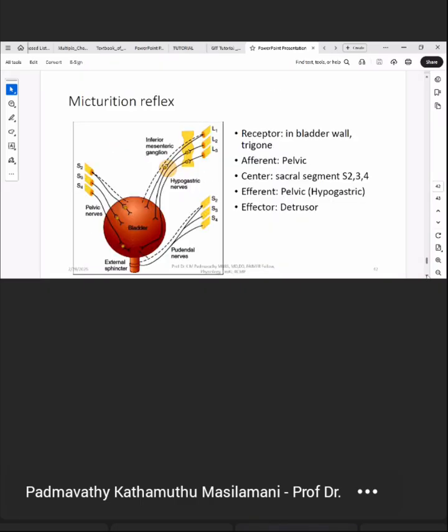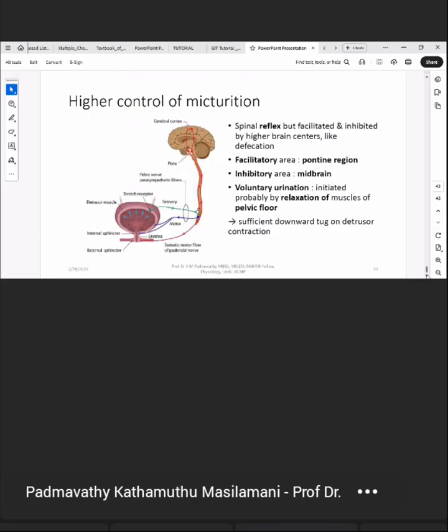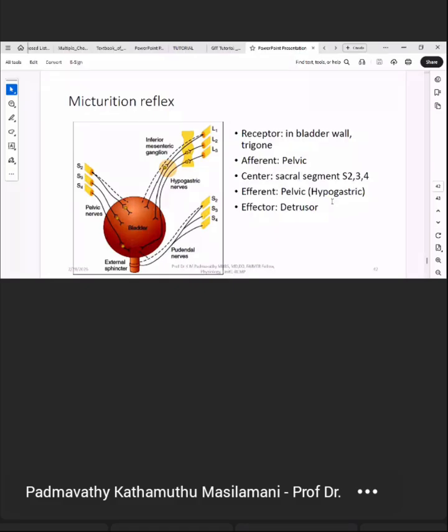So that's all. So this is the micturition reflex. Already we asked about the micturition reflex. Afferent and efferent is the pelvic nerve. The center is S2, S3, S4. And the detrusor muscle is mainly innervated by the pelvic and hypogastric nerves. Okay. Then the external sphincter is innervated by the pudendal nerve.